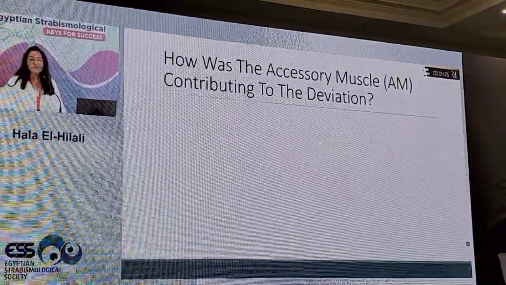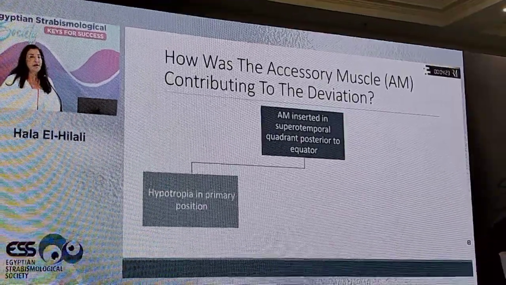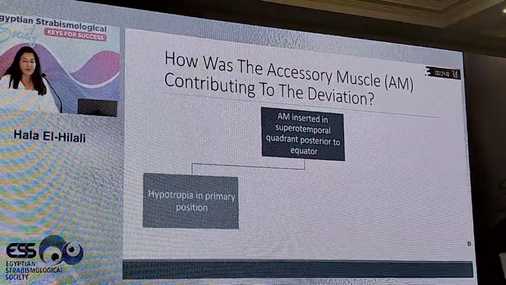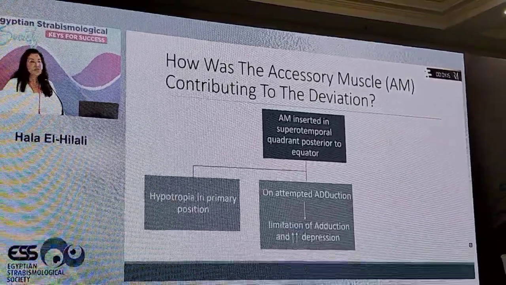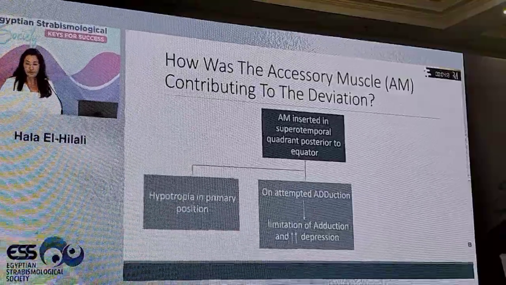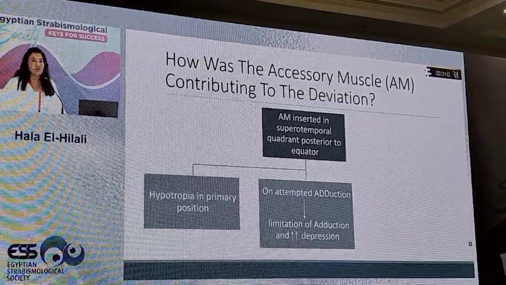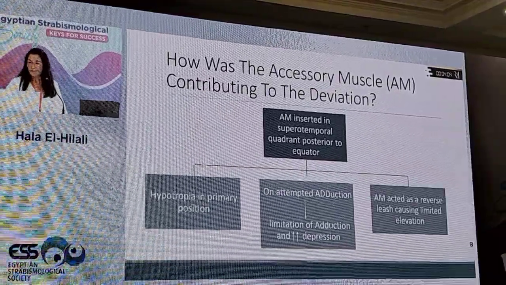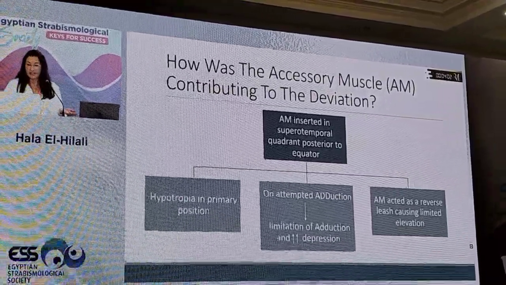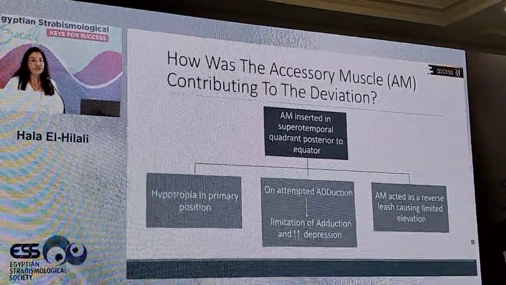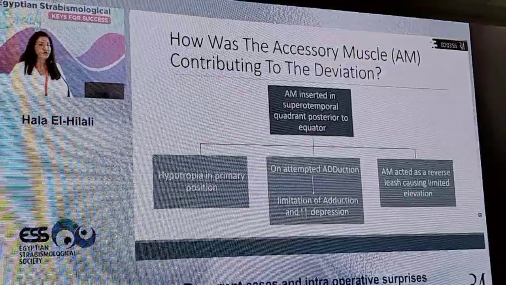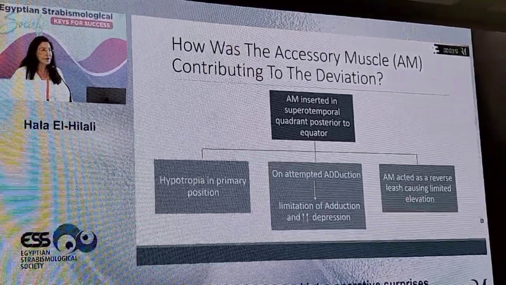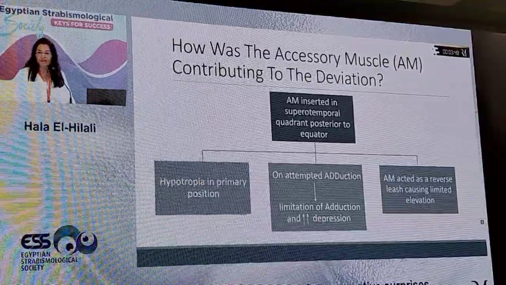So, how was it contributing to the deviation? Because it was inserted posterior to the equator, it was probably causing the hypotropia in primary position, or contributing to it. On attempted adduction, anomalous innervation caused the limitation of adduction and the more hypotropia that was occurring when this muscle contracted. And it was also acting as a reverse leash that was causing limitation of elevation. So I decided not to go for inferior rectus recession. I decided just to wait and see what disinserting that muscle would do, plus the lateral rectus recession.